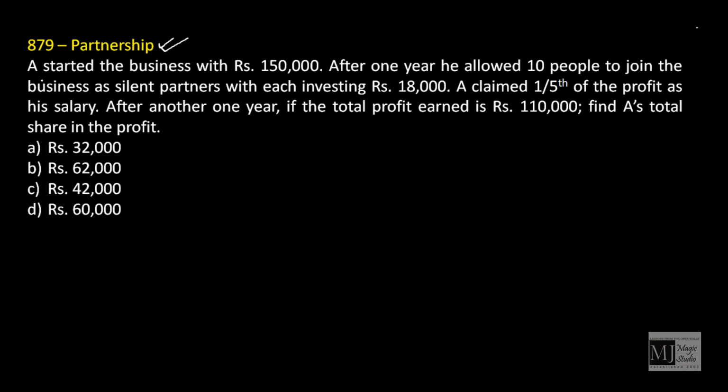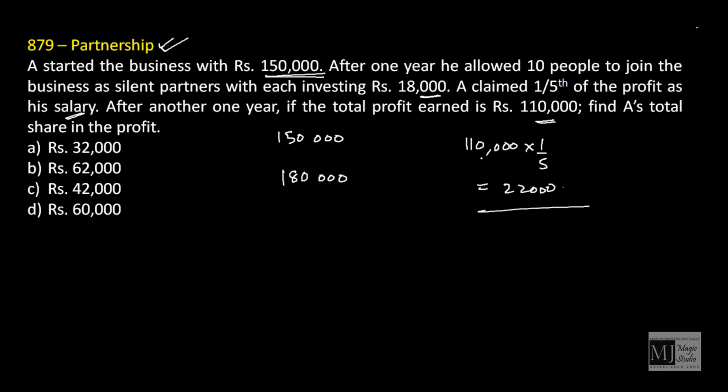Now, a question from partnership. A started the business with rupees 1,50,000. After 1 year, he allowed 10 people to join in as silent partners, with each investing 18,000. A claimed 1/5 of the profit as his salary. After another 1 year, if the total profit is 1,10,000, so salary gone, that would be 22,000. So the company is left with 88,000. That needs to be divided. After 1 year, if profit is this, find A's total share in profit.